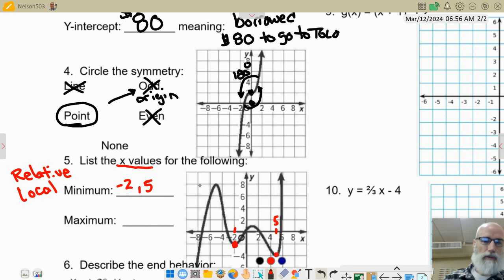What's the max? Where's the max at? Well, there's two of them. There's one up here at negative 5. And there is a max right here, it looks like to me at 1. All right. Hope I'm making that clear on number 5.